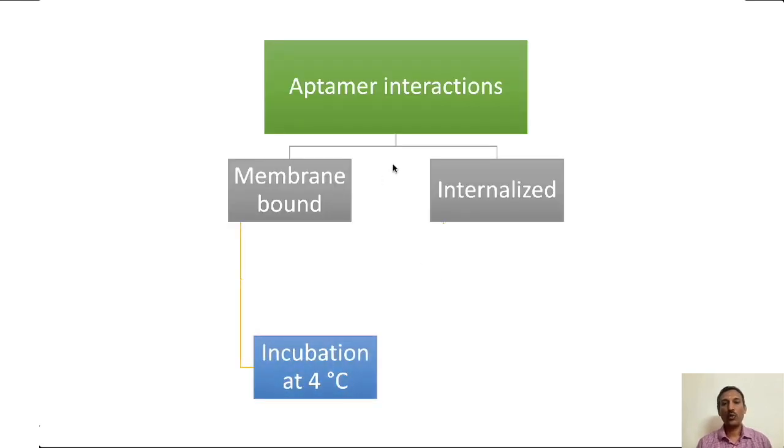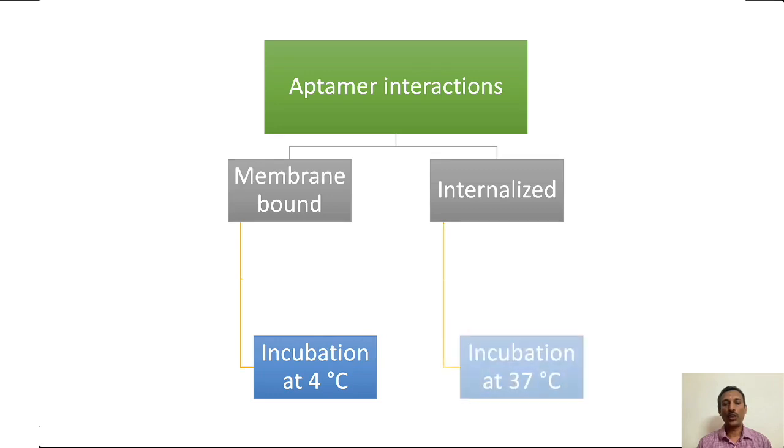And there are two types of aptamer interactions possible. One is a membrane bound one, because this EpCAM aptamer is overexpressed in the cells, and the other is the nucleolin based one. So, we wanted to know whether the aptamer is going to interact with the membrane, or it is going to be internalized, or whether it is going to the nucleus.